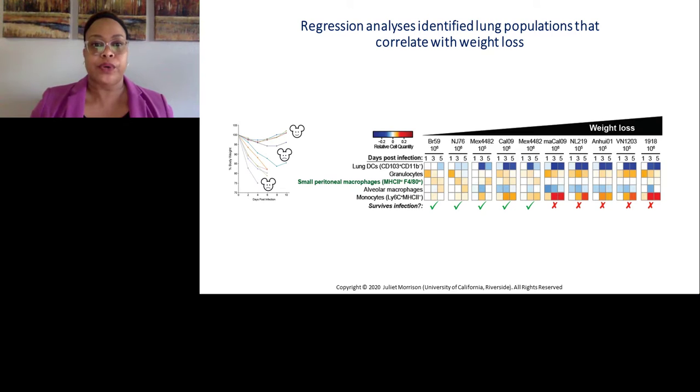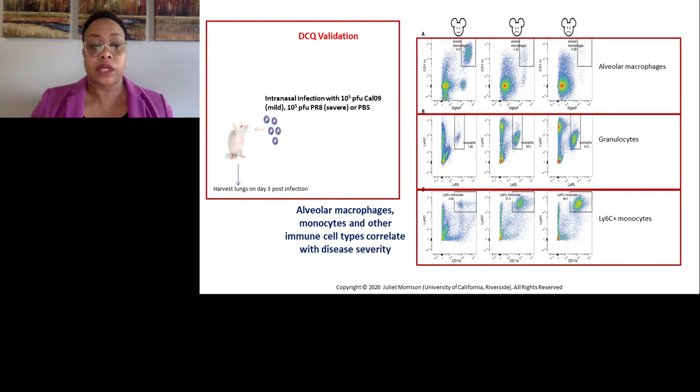And I'm showing you here how we validated some of these results. So we take our mice and we infect them with either Cal-09, which is a mild flu, or with PR8 to give a severe disease, or we use PBS. And then we harvest the lungs at day 3 and we look at the different immune populations that were predicted by DCQ.